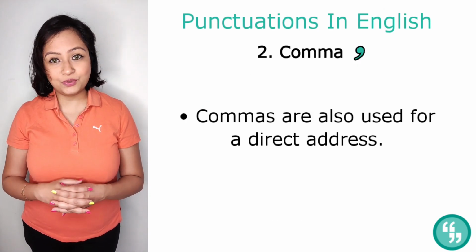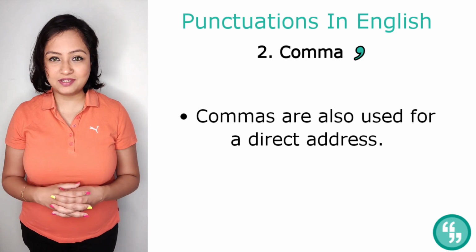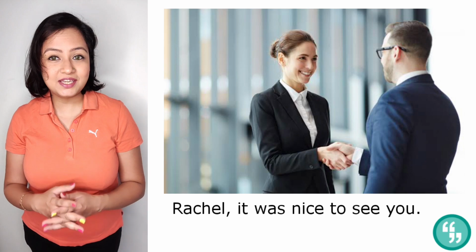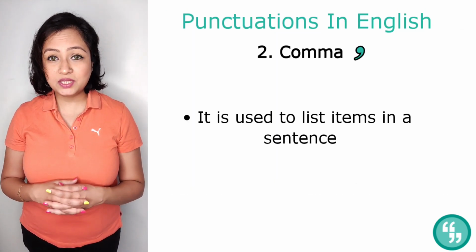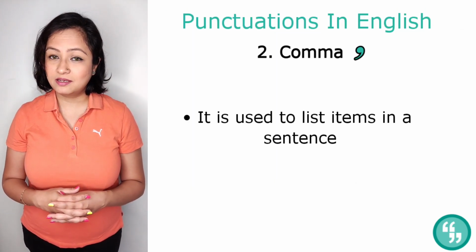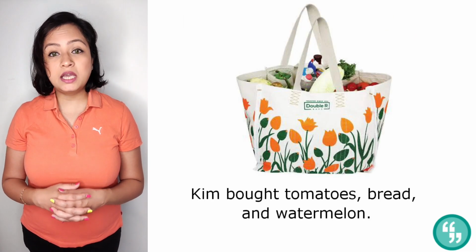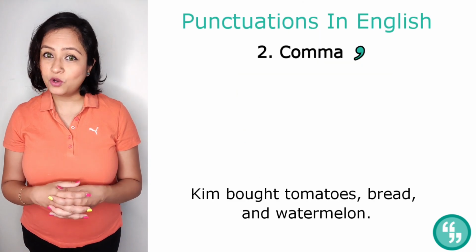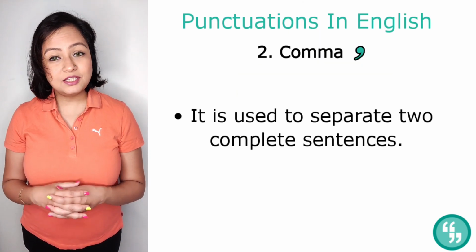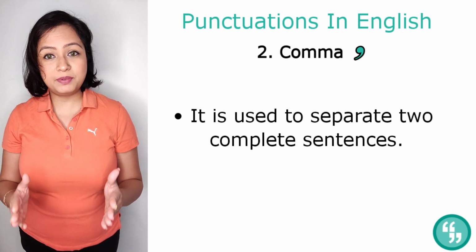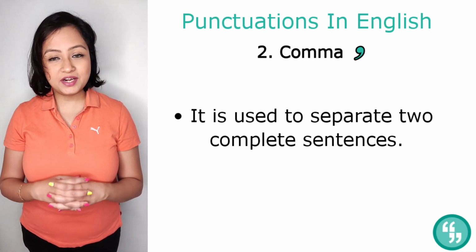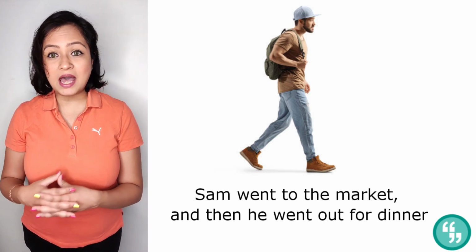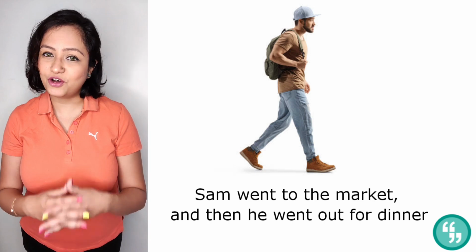Commas are also used for a direct address. For example, Rachel, it was nice to see you. It is used to list items in a sentence. For example, Kim bought tomatoes, bread, and watermelon. It is used to separate two complete sentences. For example, Sam went to the market, and then he went out for dinner.